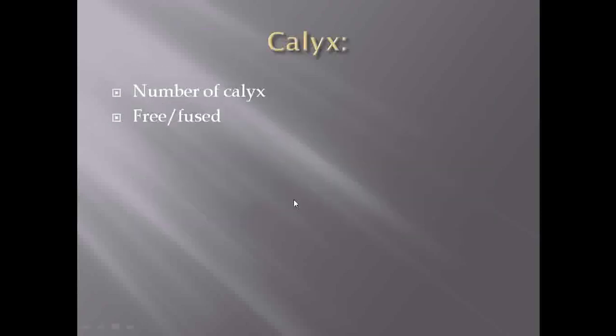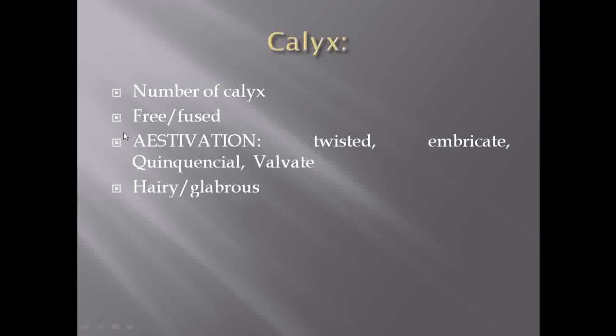Then about the calyx, whenever we are going to describe the calyx, first we know how many calyx are present in that particular flower. Then whether the calyx is free, meaning polysepalous, or fused, meaning gamosepalous. Then about the estivation, whether the calyx shows twisted, imbricate, quincuncial or valvate estivation. Then whether the calyx is hairy or glabrous. So these are the characters of the calyx.